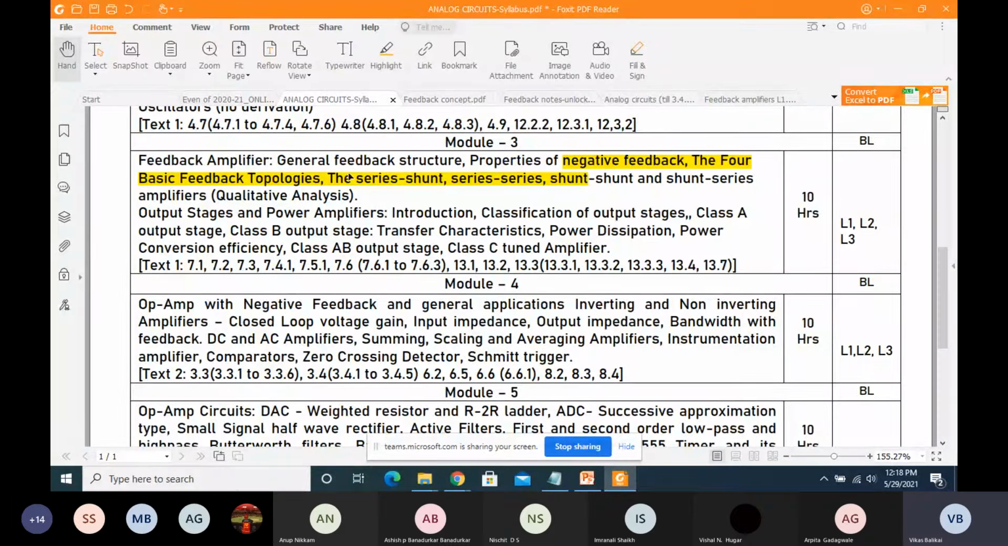Once that is done, we're going to shift towards what is known as power amplifiers. We're going to classify them in terms of class A, class B, and class AB kind of amplifiers, and we are going to see the class C tuned amplifier also. So basically, we're going to understand four different amplifier versions in the second section. That will be the entire agenda of this module number 3.